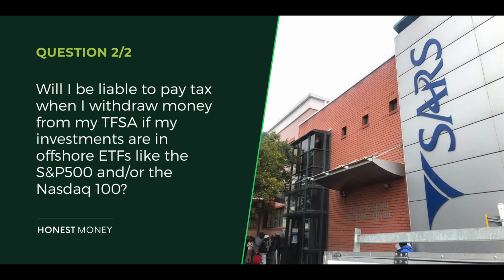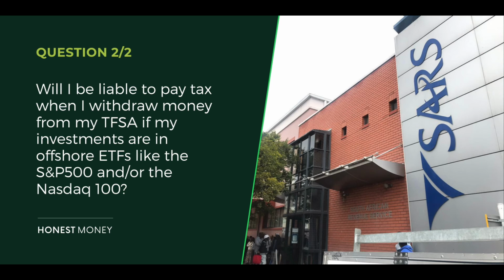I wanted to check with you. I'm having the Satrix S&P 500 and the Satrix Nasdaq in my tax-free savings account. I would like to ask you, will I be liable for tax? Let's say I'm intending to max it out at 500,000. After I've maxed out the whole amount of 500,000 and want to withdraw the money, will I be liable for tax because of my investment being in the S&P 500 and Nasdaq, and not invested in the Top 40?